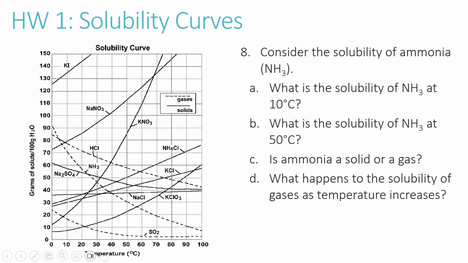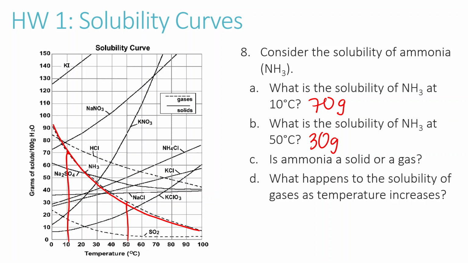Next question says to consider the solubility of ammonia, NH3. So that's this guy right here. So what is the solubility of ammonia at 10 degrees? So that's right around 70 grams. What would be the solubility at 50 degrees? That looks like around 30 grams.